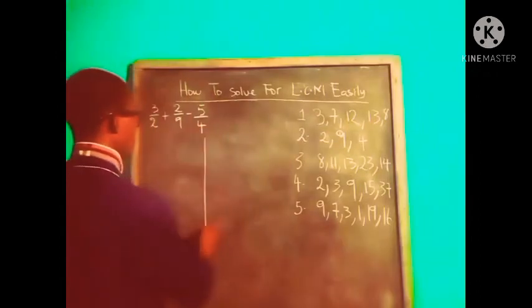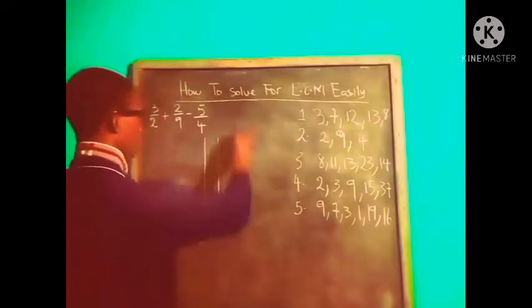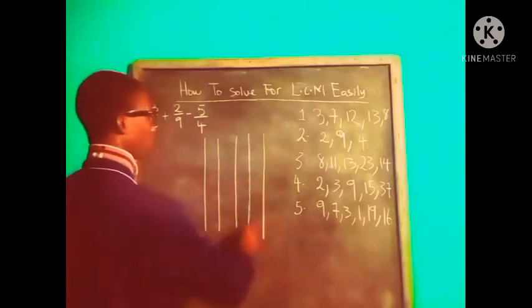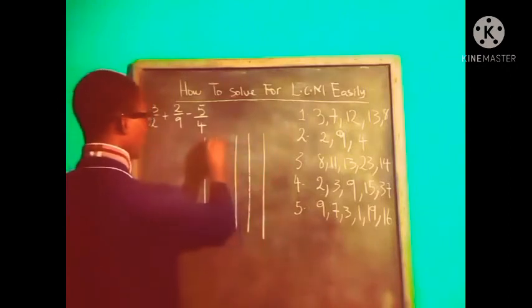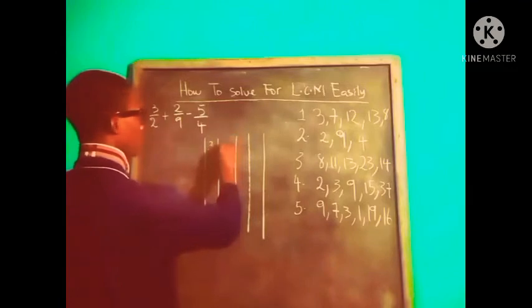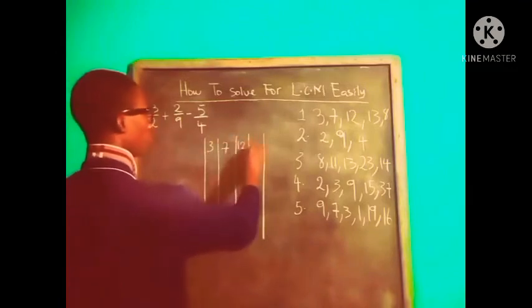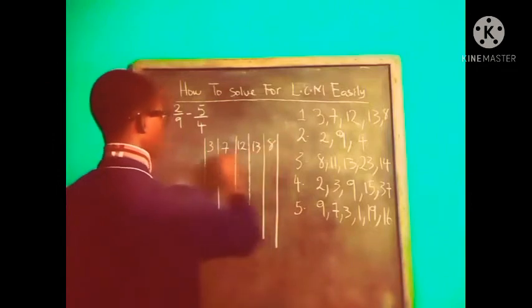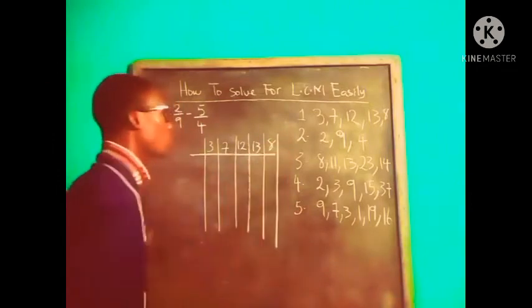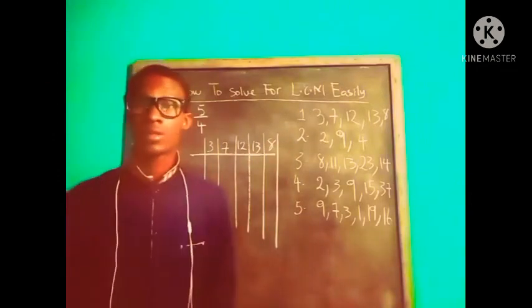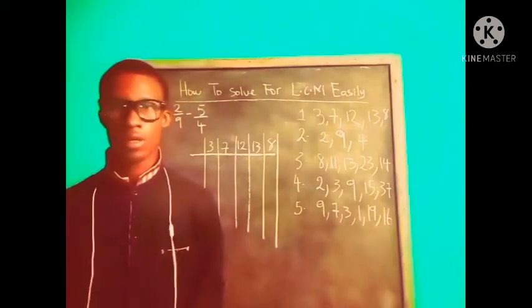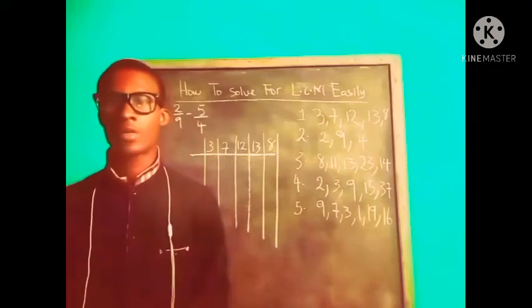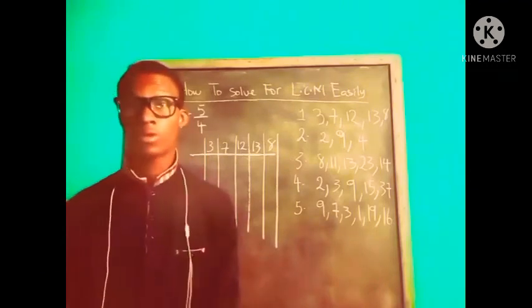Then you go this way. 1, 2, 3, 4, 5. Now you put the figures inside. 3, 7, 12, 13, then 8. Voila. And that's it. Now you don't just stop there. After doing this, that means that you are good for the first step. Now we are moving on to the next step.